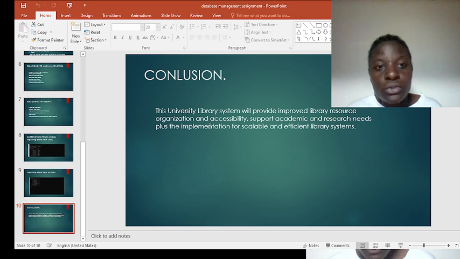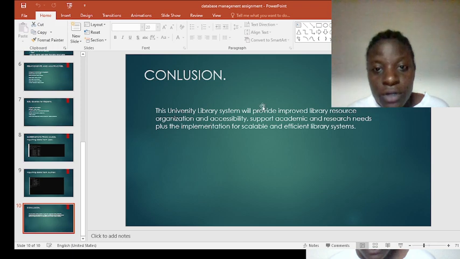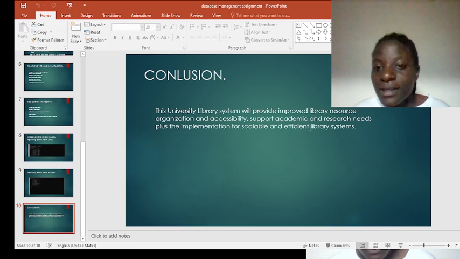So in conclusion, the university library system will help provide improved library resources to organizations, mostly for academic and other research needs, by implementing scalable and efficient library systems.